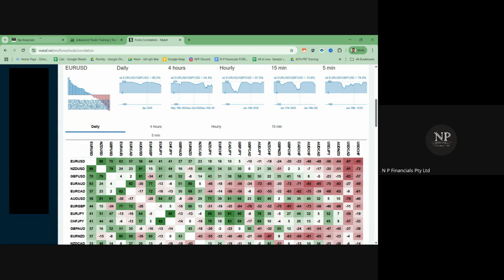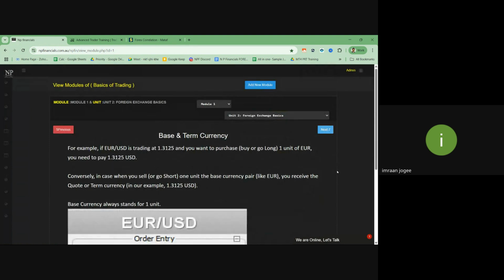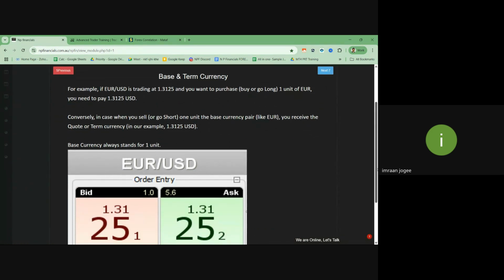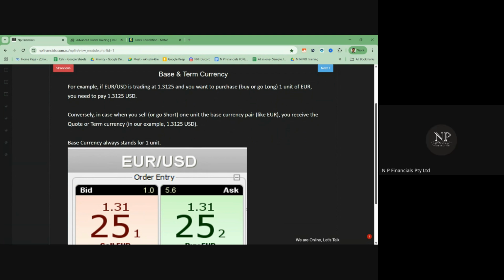But the best thing is to do it in a chart like this, as I showed you. Go to right click, go to more, and compare to instrument, and then you fill in the instrument. Exactly.